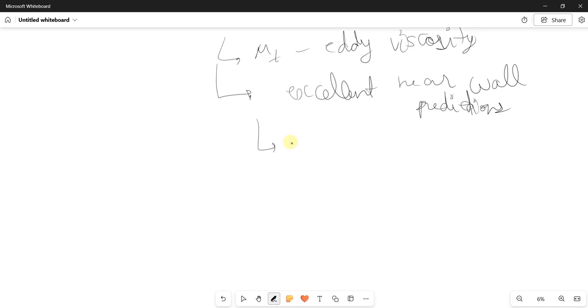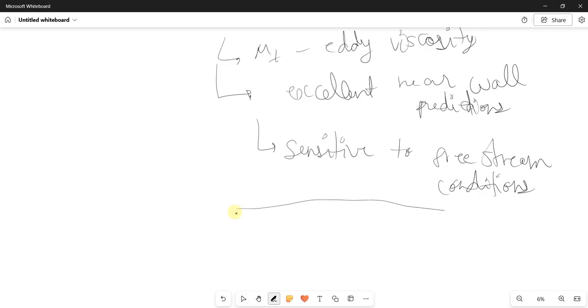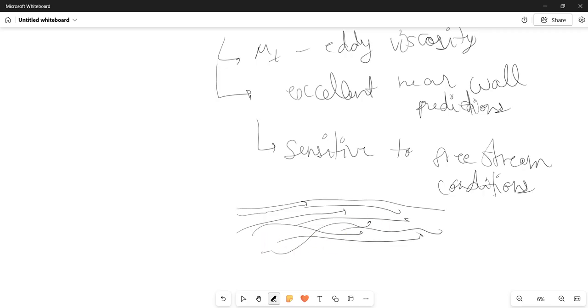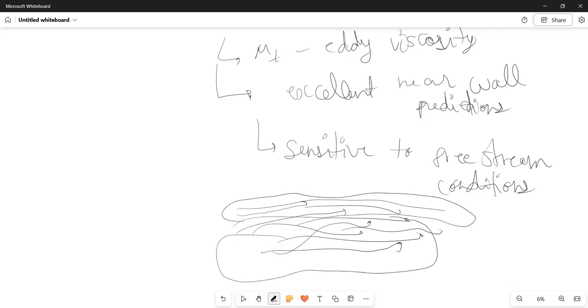But it's sensitive to free stream conditions. So it gives weird results in free stream conditions. What do I mean by that? Suppose this is my flow, right? This is my near wall, this is my boundary, and this I would call my free stream. In the free stream, that is away from the walls and kind of less turbulent, this model, the K omega standard, gives weird values, right?